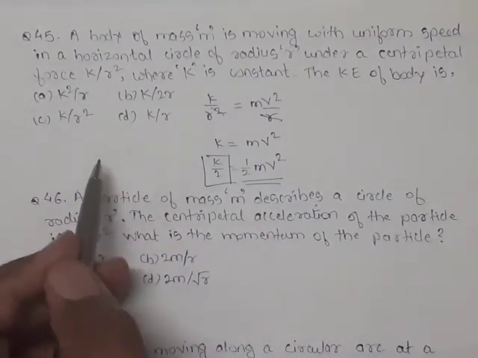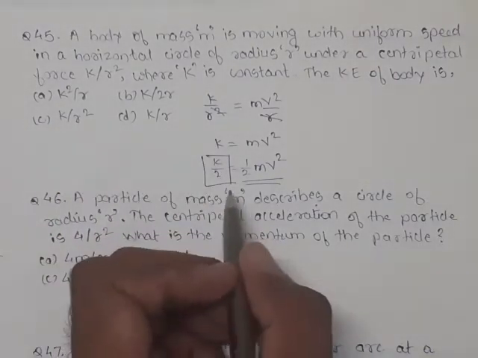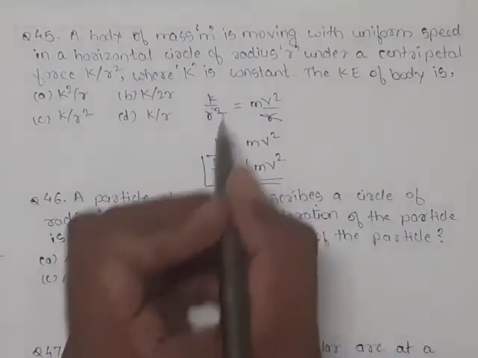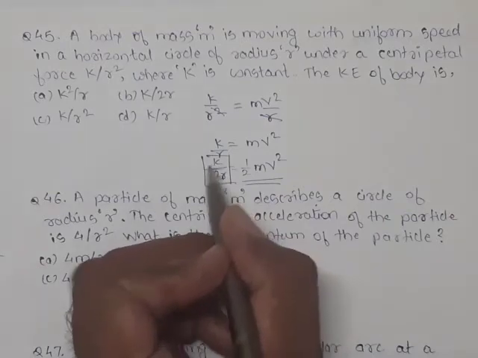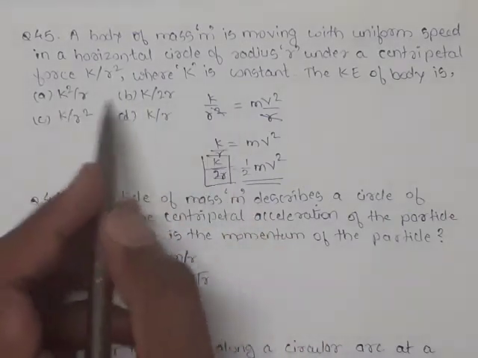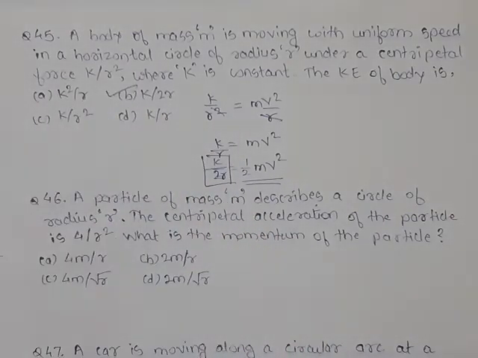So out of these four options, here r is remaining, k upon r or k upon 2r. This is our solution. If we see all the options, option B, this k upon 2r is our solution. Now we'll see question 46.